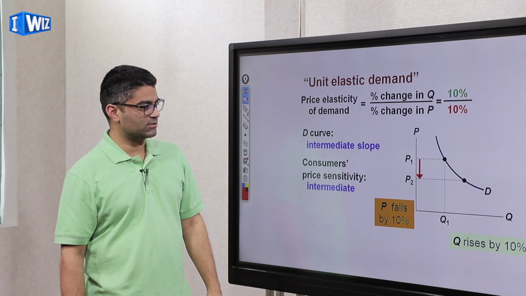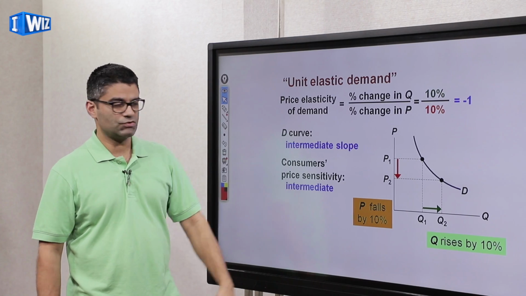Unit elastic is when the percent change in price and quantity is the same. So your number is going to be -1.